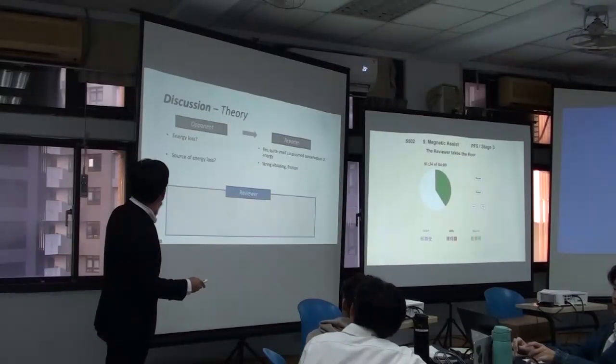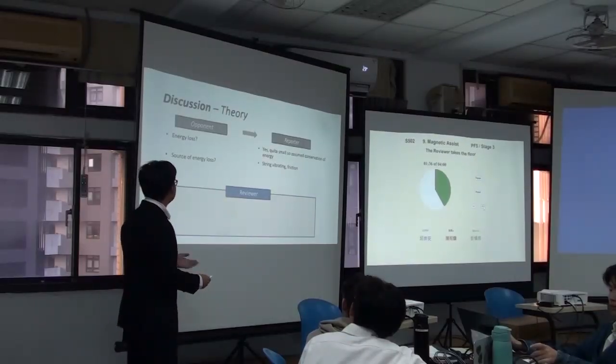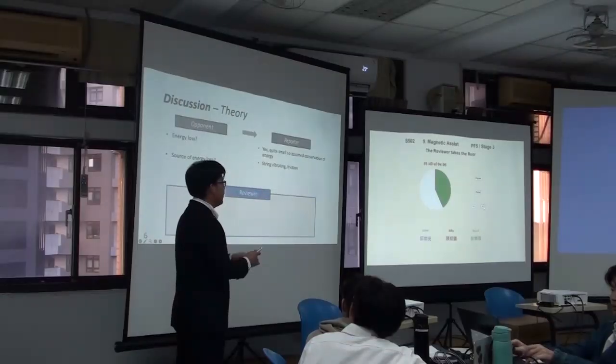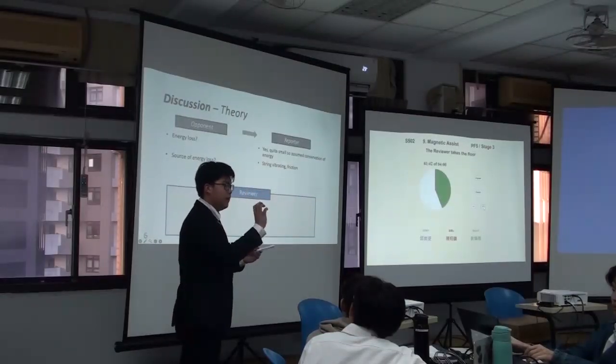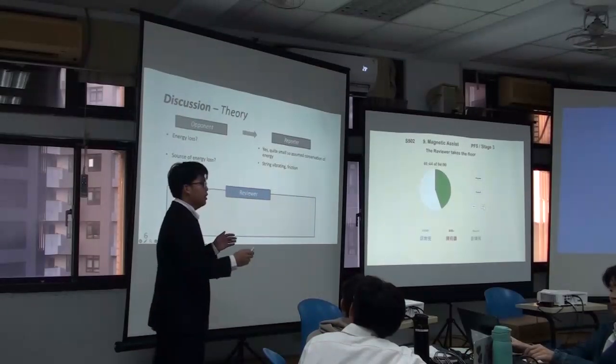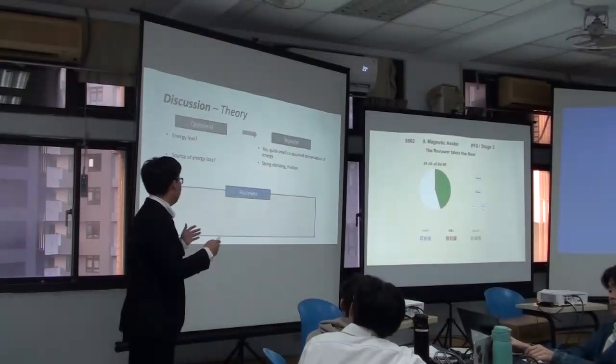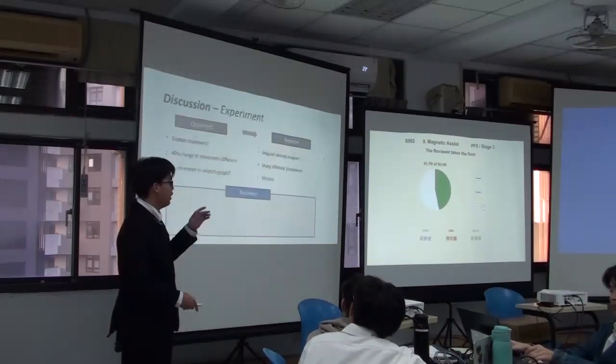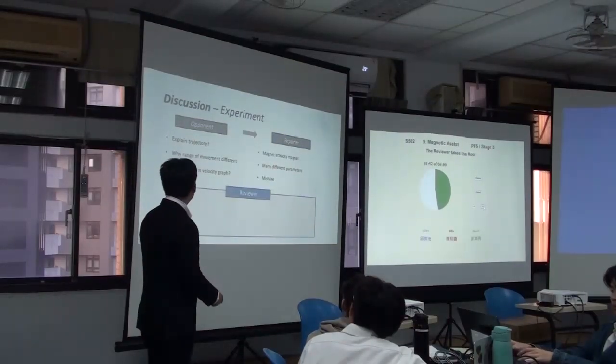And the discussion between the opponent and reporter. So first, the opponent asked about the energy loss, which I mentioned before: we say that it is due to the magnet vibrating and the string vibrating, and also the air resistance will cause the energy loss. And we also agree with the reporter. And that is the extent of the trajectory.